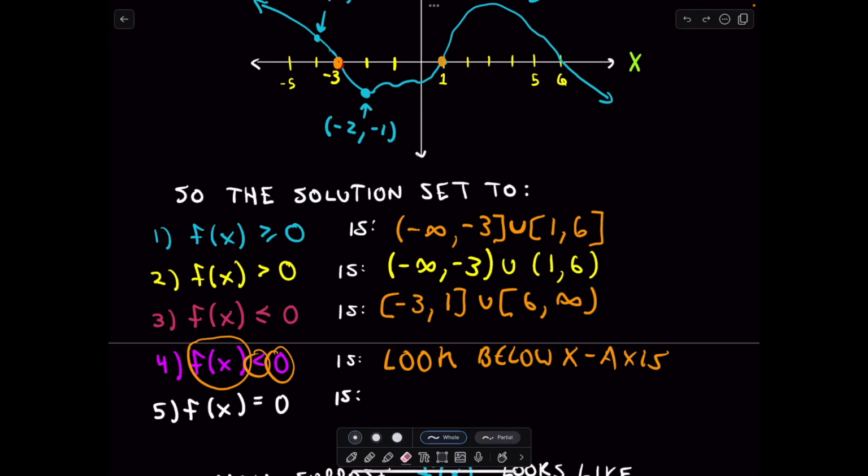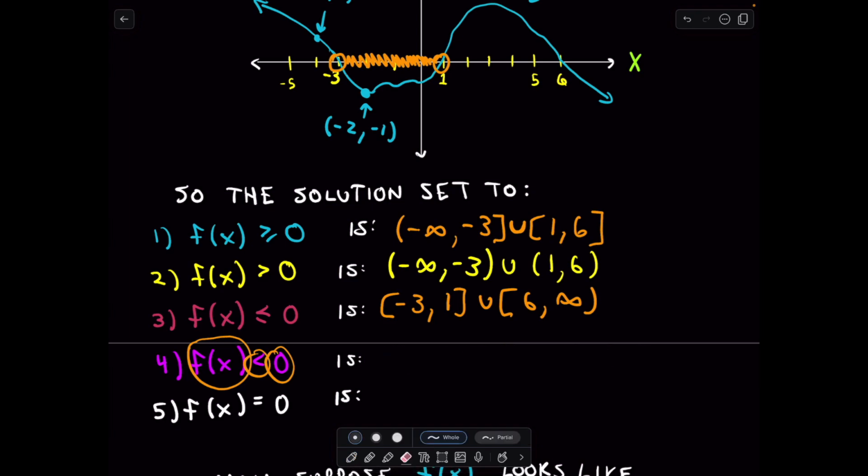Let me try to erase this a little bit. Okay, that looks good. So let's think about the corresponding x values. It would be from here. We don't include negative 3. Likewise, we won't include 1, because it has to be strictly less than.